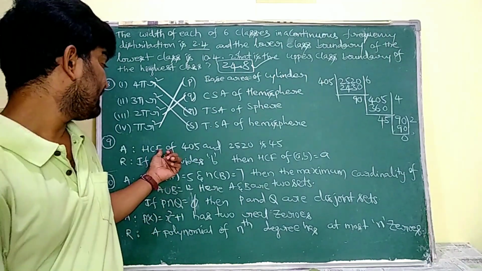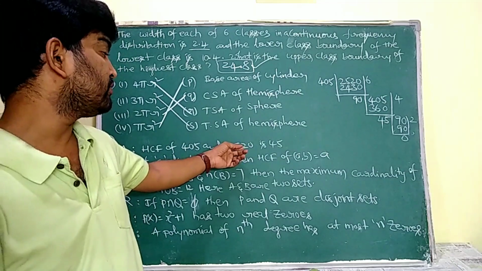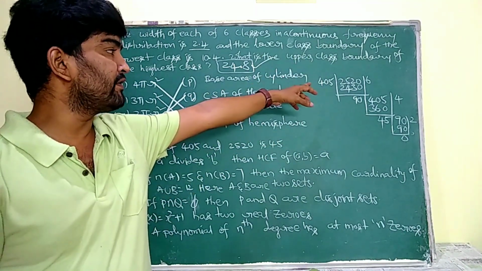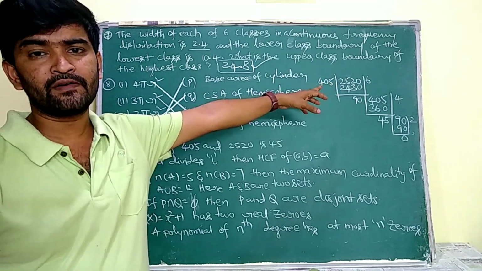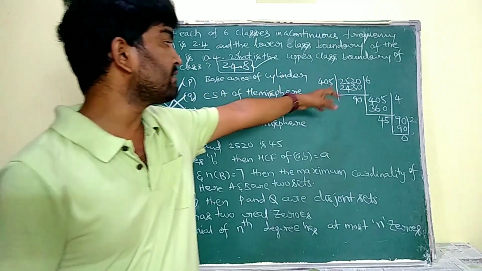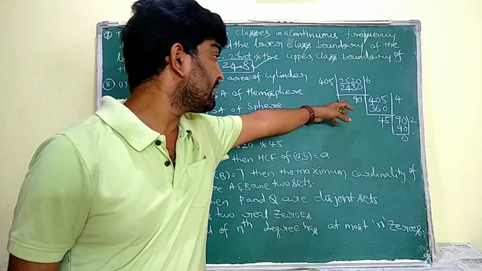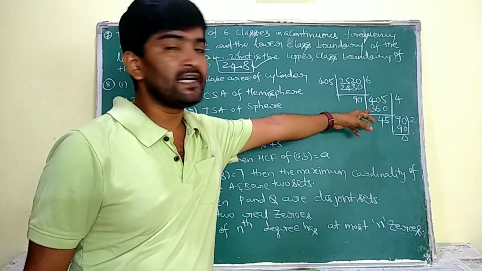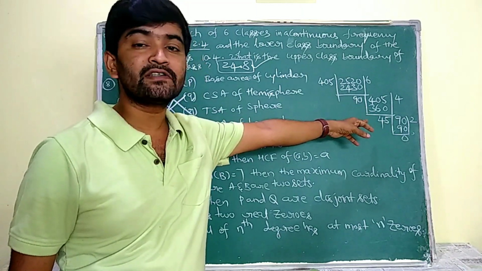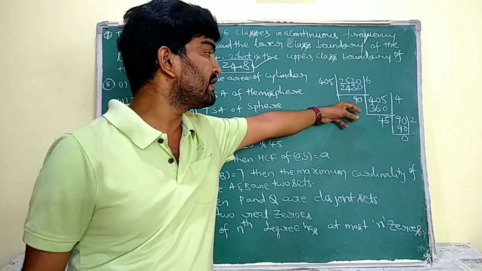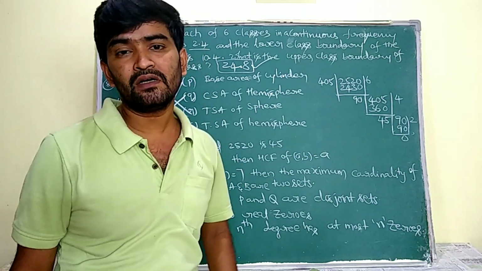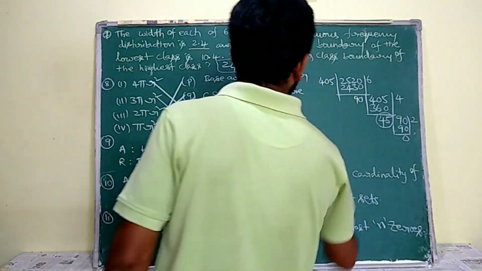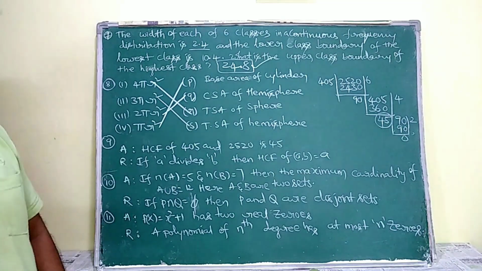See, here HCF of 405 and 2520 is 45 is given. Let us find the HCF of 405, 2520. So 405 6s are 2430. The carry out value is 90. 90 4s are 360. So 45 is the remainder. With the 45, if I divide this 90, the HCF is 45 now. Why? Because here I obtained remainder 0. So that's why 45 is our HCF.